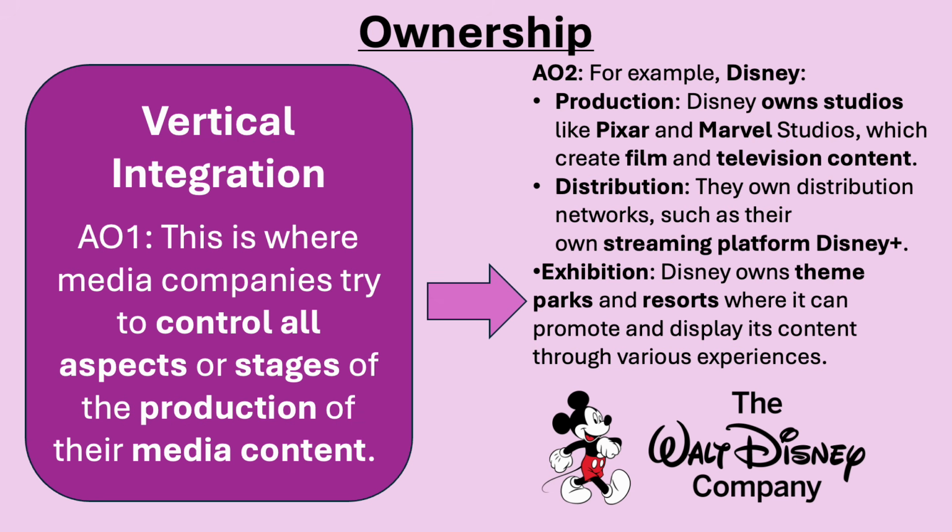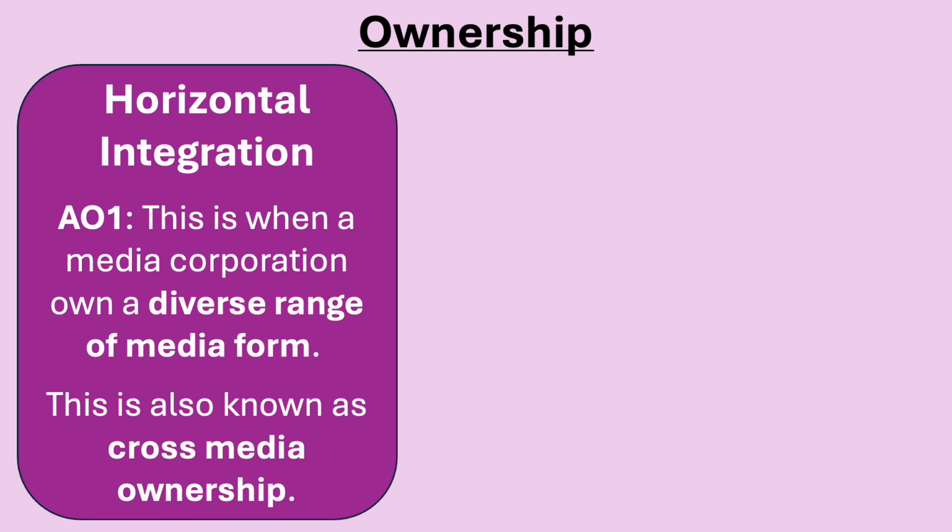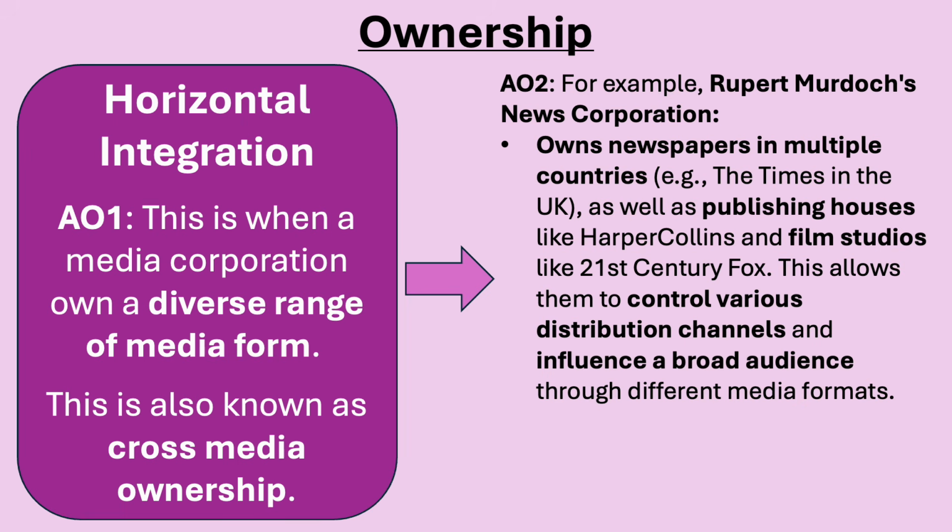Then we have horizontal integration, and this is where a media corporation owns a diverse range of media. This can also be known as cross-media ownership. So for example, we're going to be looking at Rupert Murdoch's News Corporation again. So they own newspapers in multiple countries, for example, like we've already said, The Times in the UK, as well as publishing houses like HarperCollins and film studios like 21st Century Fox. This allows them to control various distribution channels and influence a broad audience through different media formats.